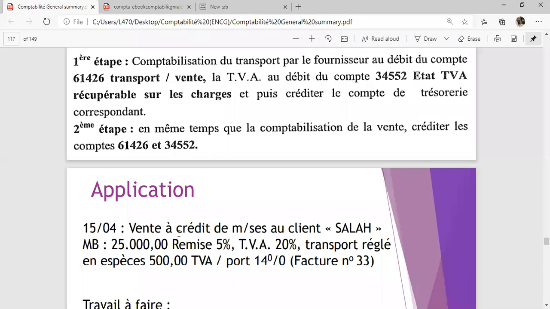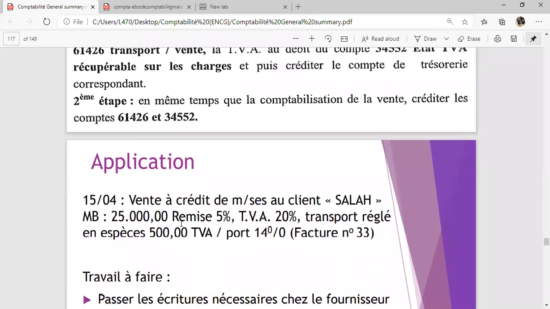So like this one, if you can draw your attention onto this application here, we have vente à crédit des marchandises au client, montant brut de remise à 5%, TVA à 20%, transport réglé en espèces de 500, TVA, port 14%. So here we have transport réglé en espèces, and we have 500. Then they continue to say TVA, port.